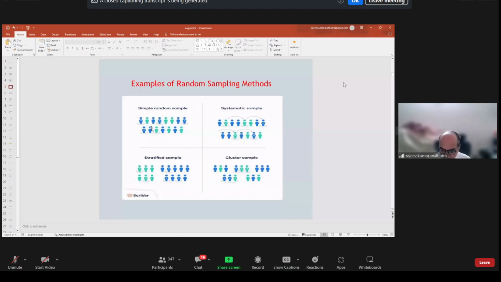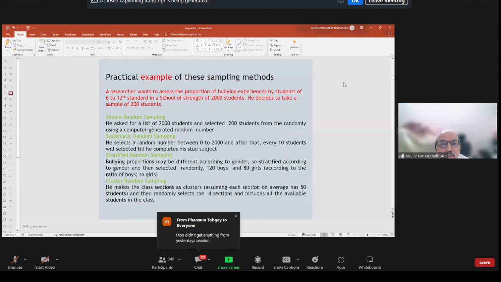Now I will take one practical example for all these things to explain further. For example, a researcher wants to assess the proportion of bullying experienced by students of 6th to 12th standard in a school of strength 2000. Here the population is 2000. It is a finite population, so we can have a list for this. He decided to take a sample of 200 subjects to find out the proportion of bullying experience.